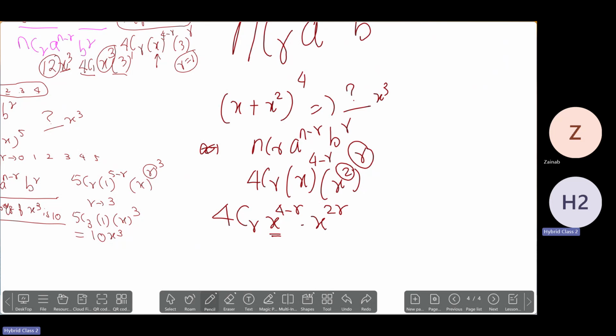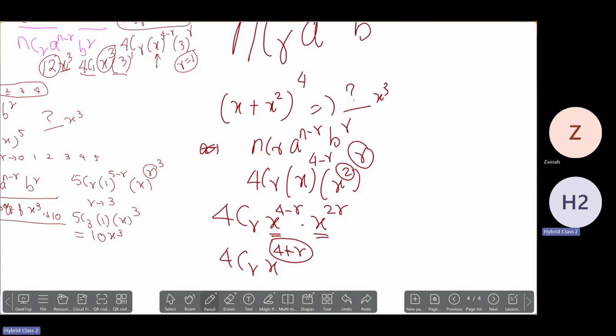Now this one also x, this one also x. When we multiply, what do we do with the power? Add. So 4Cr x to the power 4 minus r plus 2r. If you add, you get 4 plus r. Now I want this r plus 4 to be 3. What would be the value of r then? r cannot be minus 1. That means in that expansion there is no term called x cube, so that is not possible.